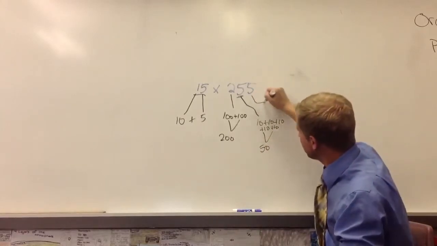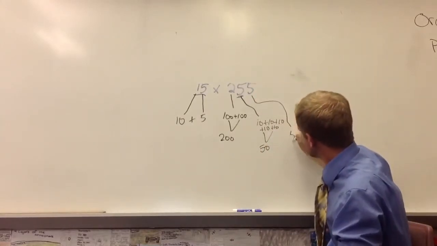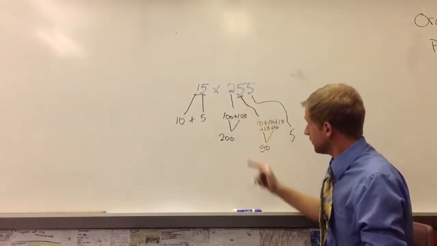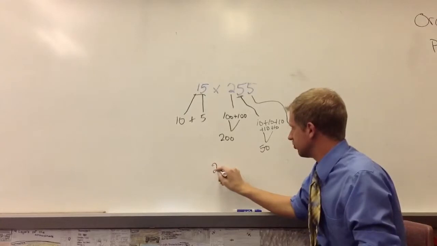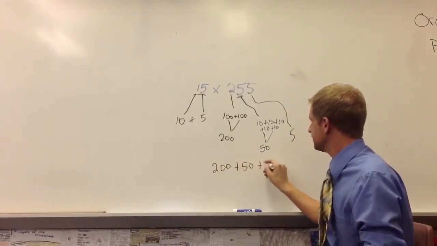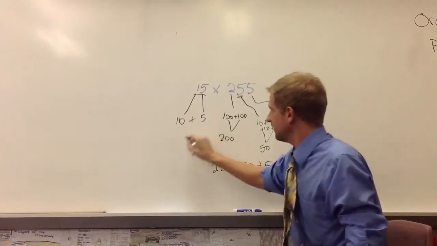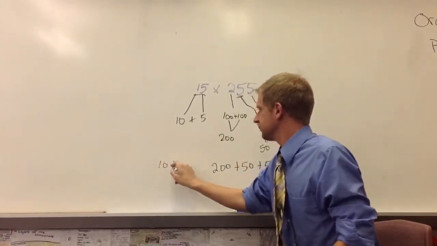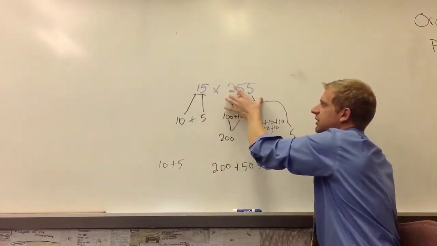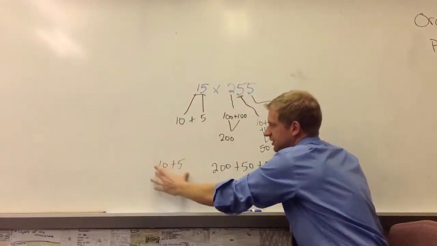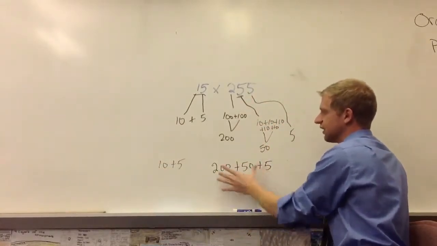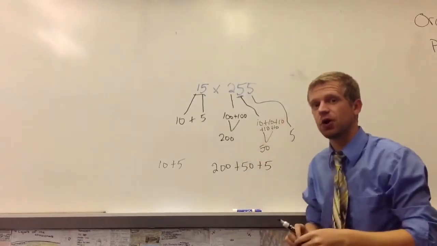And then we take this next 5 that's in the ones place, which is really 5. It's 5 groups of 1. So, once again, 255 is really 200 plus 50 plus 5. And 15 is really 10 plus 5. So we've decomposed 15 and we've decomposed 255: 15 is 10 plus 5, and 255 is 200 plus 50 plus 5. That does equal 255. So we've done this part right.